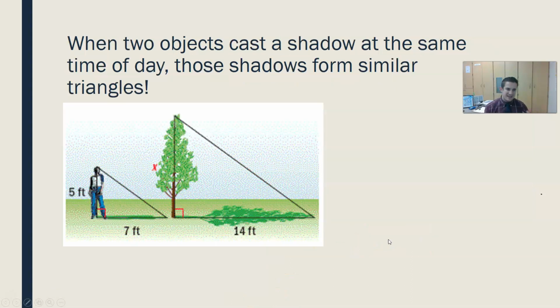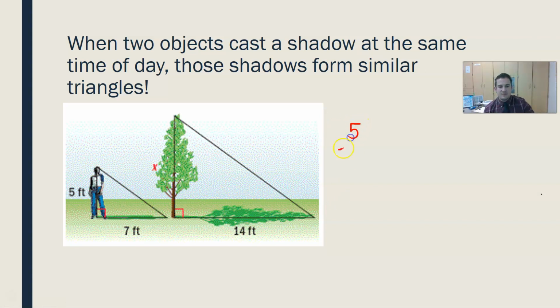So, coming back to this Thales of Miletus, the guy in Egypt with the pyramids, when two objects cast a shadow at the same time of day, those shadows do form similar triangles. So you see this dude, he's 5 feet tall, standing up, his shadow on the ground is going to be proportional to this tree shadow. So, here there's a couple ways I can think about this. I know that those two shadows that are formed, those two situations, are going to form two similar triangles.